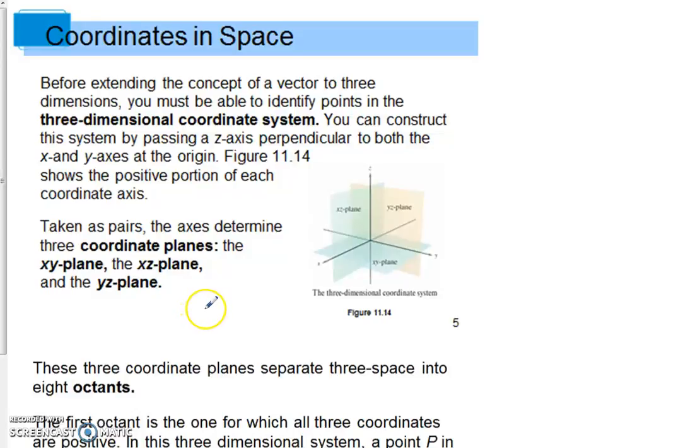In section 11.2 we look at coordinates in space. We're looking at 3 dimensions here, and so first we need to be able to visualize what we're actually talking about. We live in a 3-dimensional world, and so we get that, but in math we so often focus on just 2-dimensional things, the xy plane, etc. Now we're going to look at the x, y, and z coordinate axes.